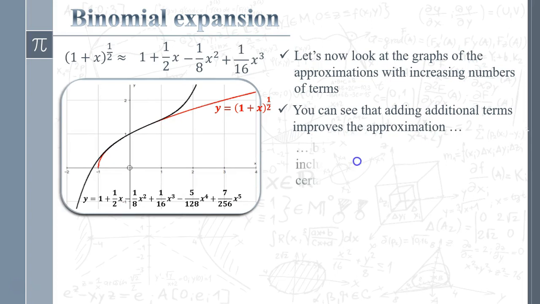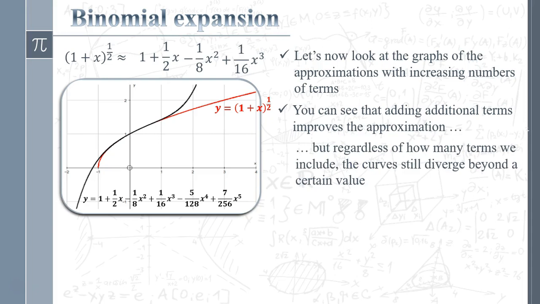But what you'll notice is that it doesn't matter how many terms we include, at some point these curves are always going to diverge. So when we had the power 4, it was a kind of U-shaped curve, so it went away from the red curve. Here it's a power 5, that kind of S shape, but again here it's diverging away from our red line. And the same is happening down here. So what that tells us is that these expansions, no matter how many terms we include, power 6, power 7, power 8 and so on, are still going to diverge beyond a certain point.